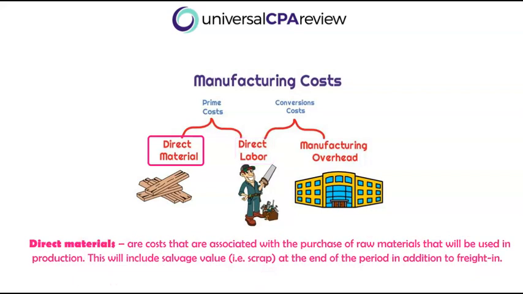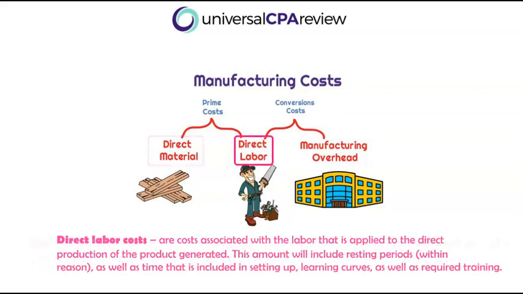All right, so ultimately direct materials are going to be costs that are associated with the purchase of raw materials that will be used in production. All right, so these are going to also include salvage value. So this is also going to include freight in. Okay, so these costs are going to be capitalized to the value of that inventory. Keep in mind, freight in will be included, freight out will not. Freight out is going to be a selling expense to the income statement, not going to be capitalized to inventory. Okay, and once again, direct labor costs are going to just consist of the costs associated with the labor that is applied to the direct production of the product generated.